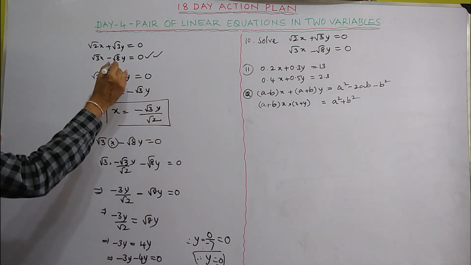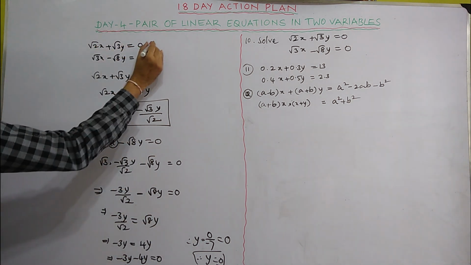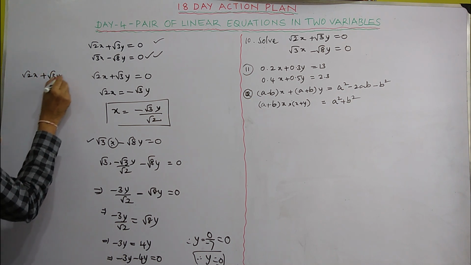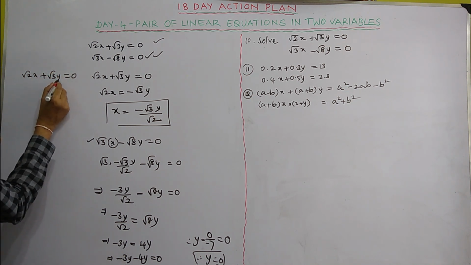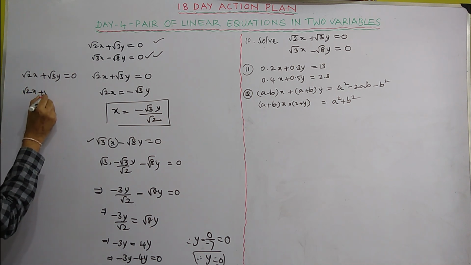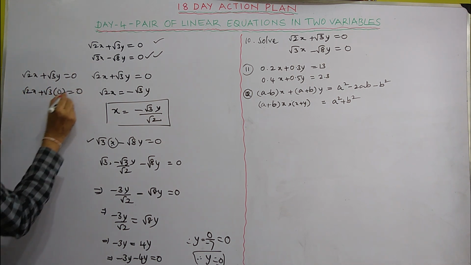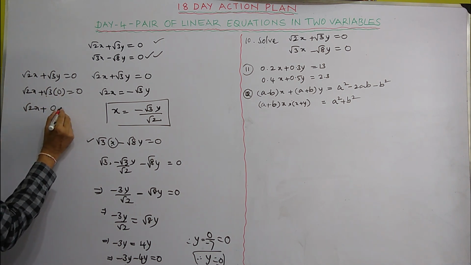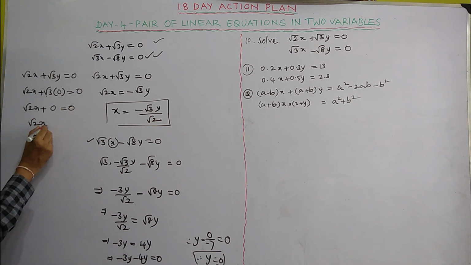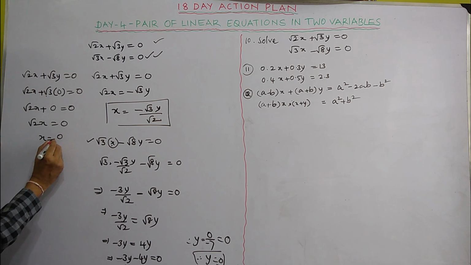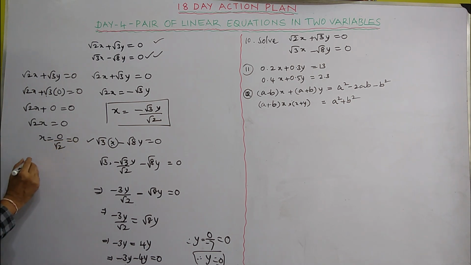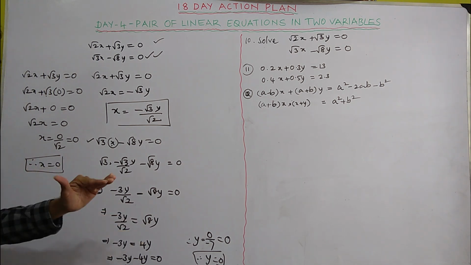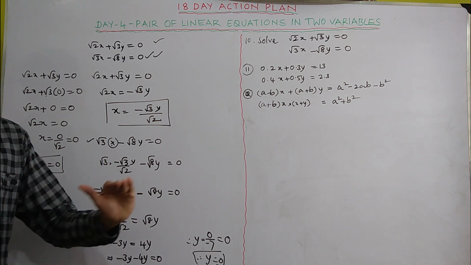If you substitute this in any of these, you will get the value of x also. So let us take the first equation and substitute. Root 2x plus root 3y is equal to 0. So if y is equal to 0, let us see what happens. Root 2x plus root 3 into 0 is equal to 0. Root 3 into 0 is 0, because anything multiplied by 0 gives you 0. So root 2x is equal to 0. From this, x is equal to 0 by root 2, that is equal to 0. Therefore x is equal to 0 and y is equal to 0. Only these values can satisfy these two equations. No other values can satisfy.